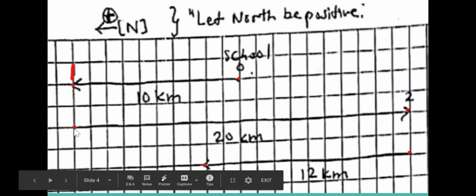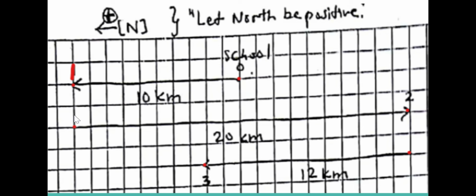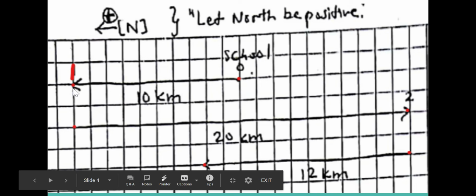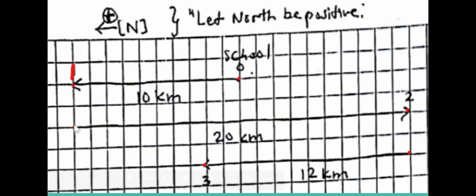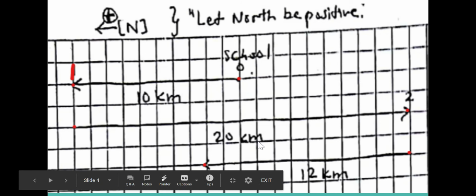And then he moves 20 kilometers south. So here's an arrow from the same position, number 1. From number 1 to a new position 2, we're going to the right on the page, which means we're going south. This represents our 20 kilometers south, that movement.